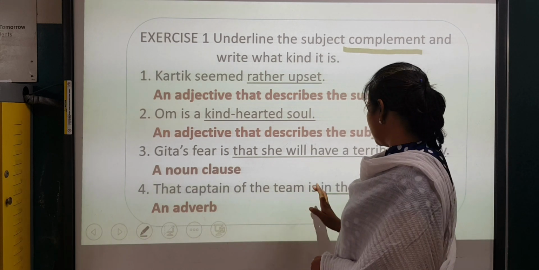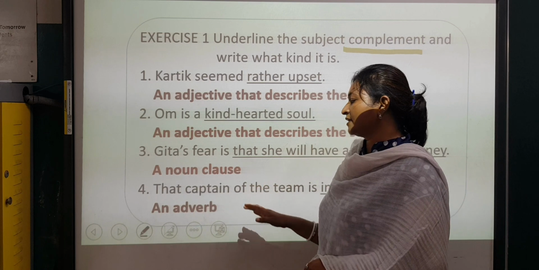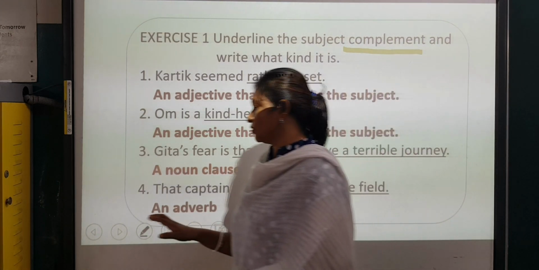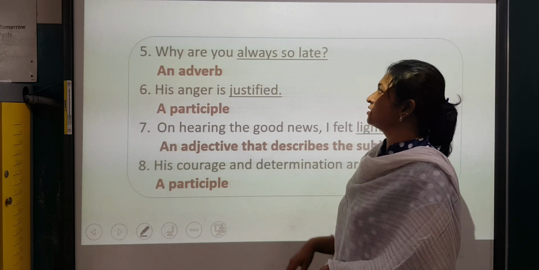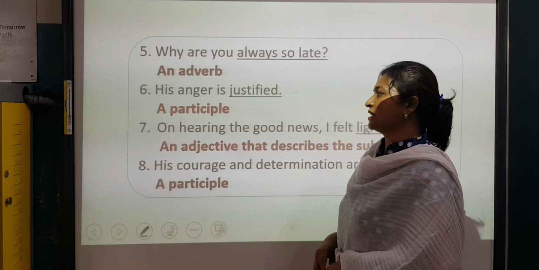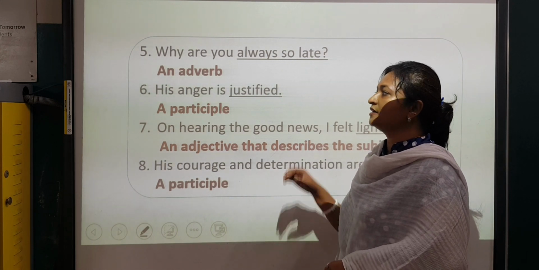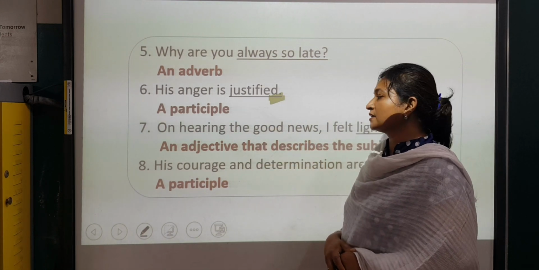The captain of the team is in the field. So "in the field" is a complement and it is an adverb. Fifth one, why are you always so late? "Always so late" is a complement and it is an adverb. His anger is justified. Justified, as you can see, "ed" is there. So it is a participle.